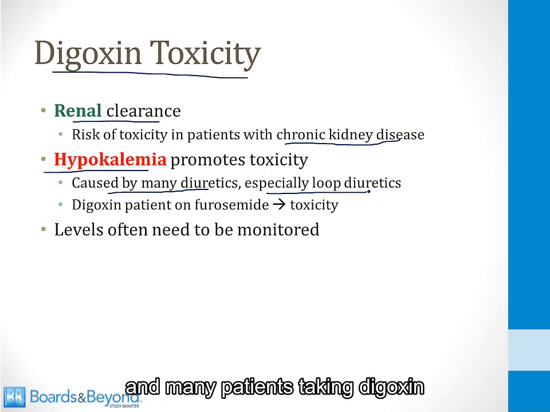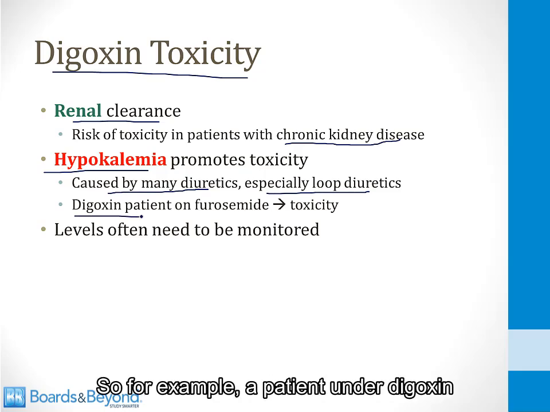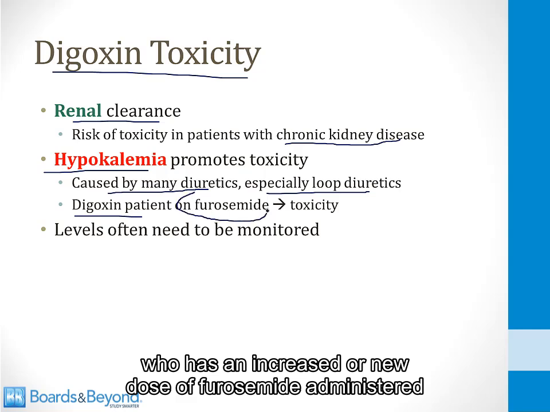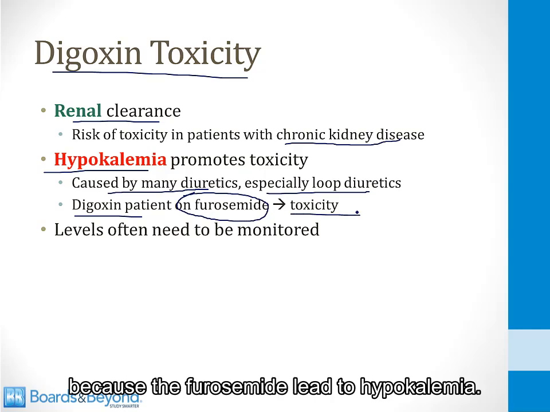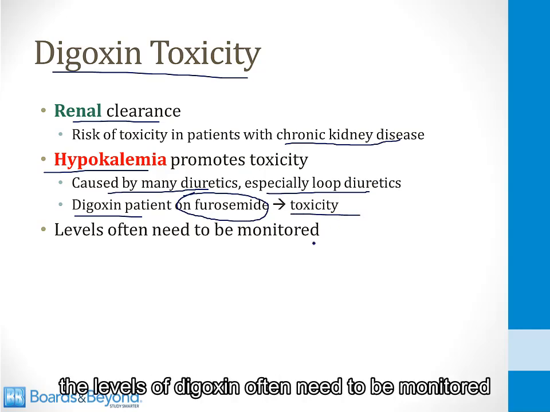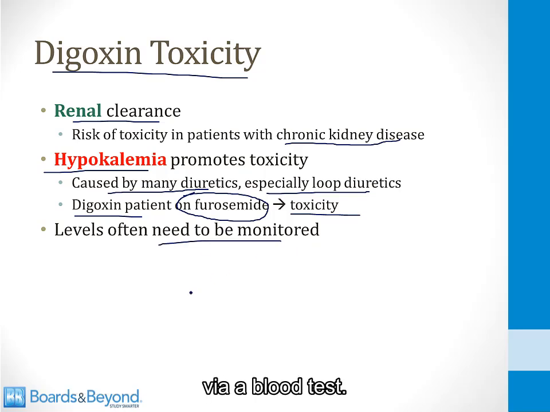Recall that one of the major side effects of the loop diuretics is hypokalemia. And many patients taking digoxin also require loop diuretics. So for example, a patient on digoxin who has an increased or new dose of furosemide administered can develop toxicity because the furosemide led to hypokalemia. And for all of these reasons, the levels of digoxin often need to be monitored via a blood test.